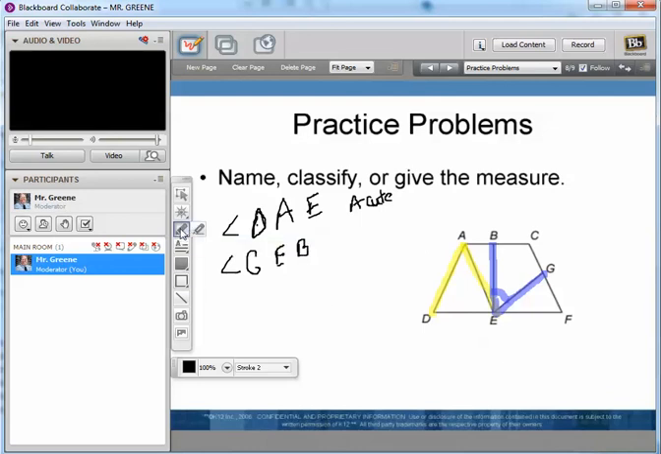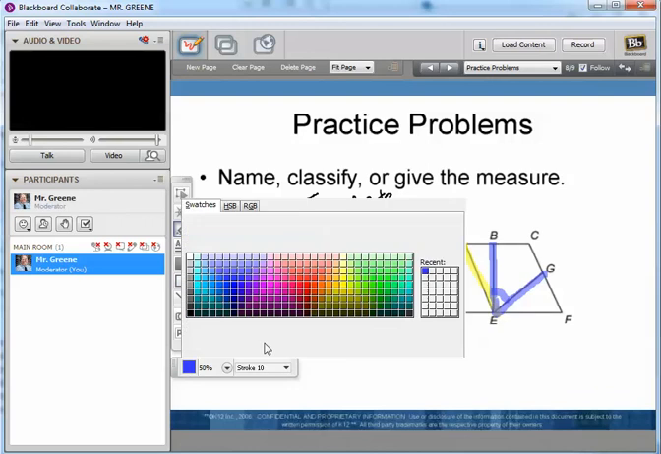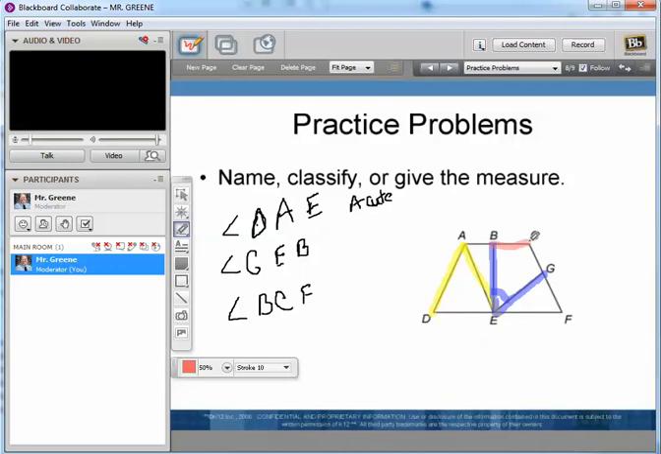So if I was looking for an obtuse angle in this one, it might be angle BCF. Where's BCF? BCF is located, using my little pen, starting at B, over to C, down to F. Okay? How do I know that that one is an obtuse angle? Well, I can tell by looking at it that it's more than 90 degrees, right? So that would be an obtuse angle. Cool?